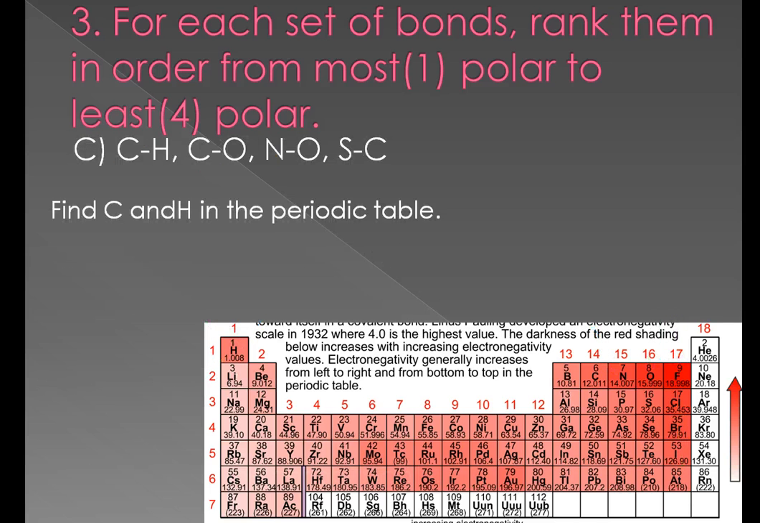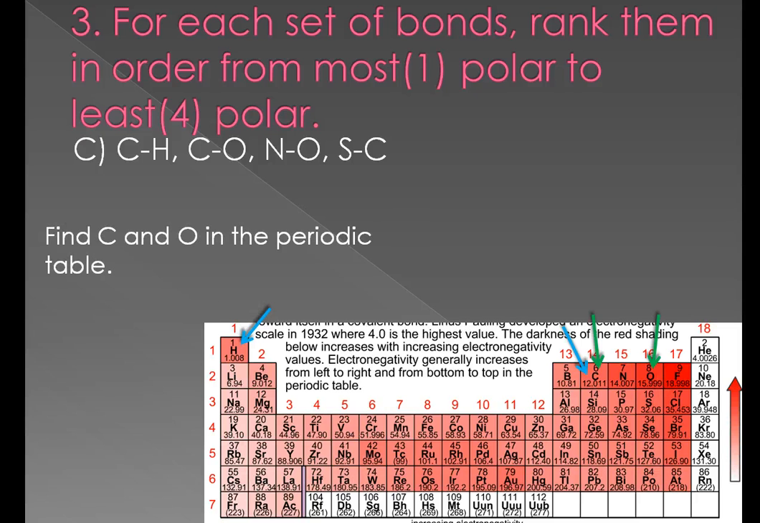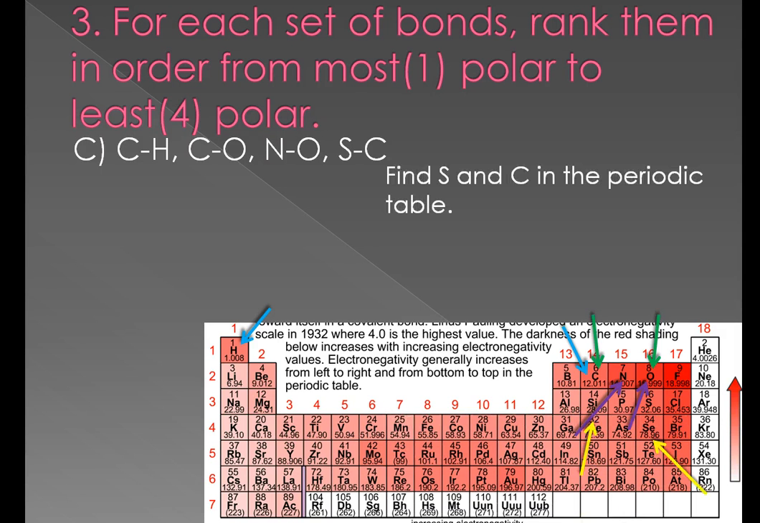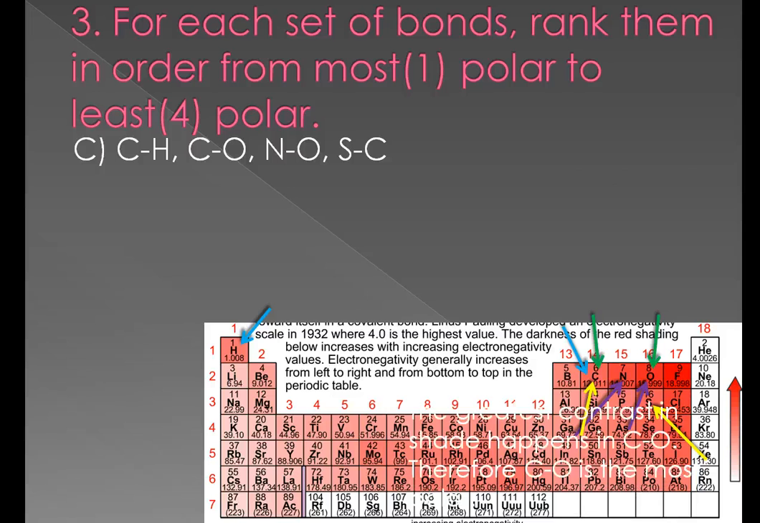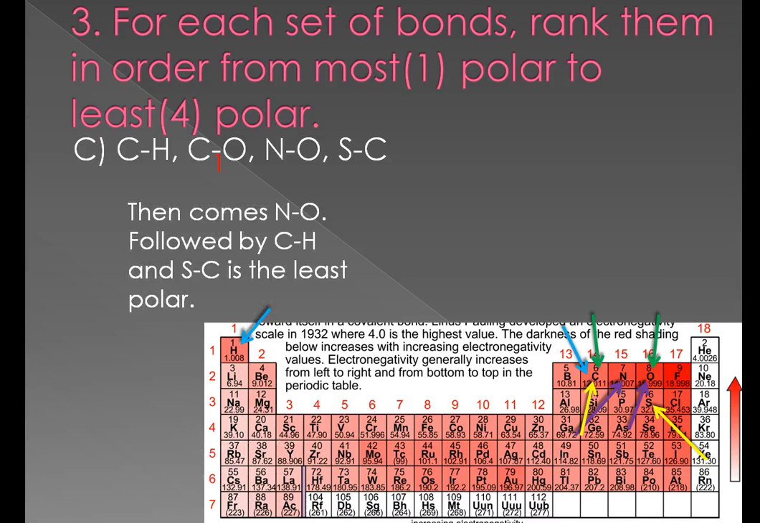Now let's look at these ones. We're going to find CH, and we're going to find CO, then we're going to find NO, and we find SC. So the greatest contrast happens in CO, therefore it's the most polar. Then comes NO.